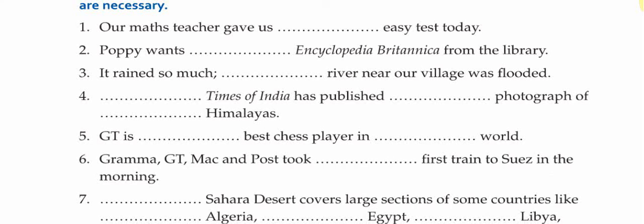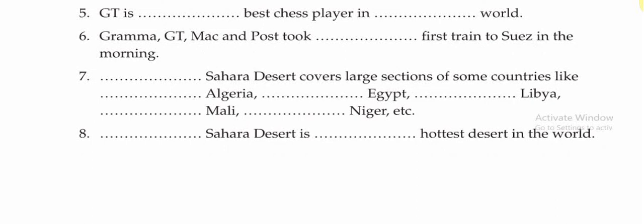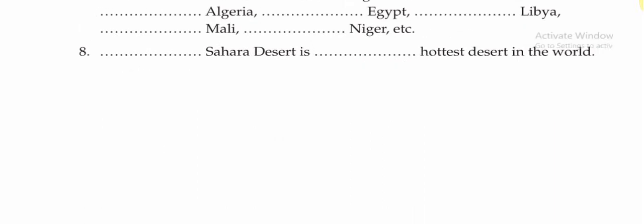Grandma and her friends took the first train to Suez in the morning. The Sahara Desert covers large sections of some countries like Algeria, Egypt, Libya, Mali, Niger, etc. The Sahara Desert is the hottest desert in the world.